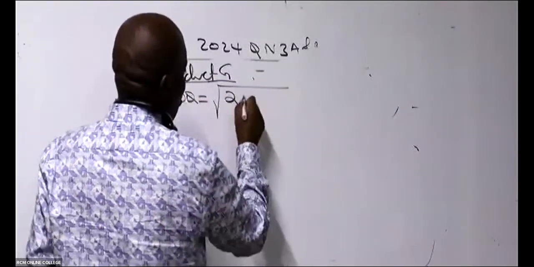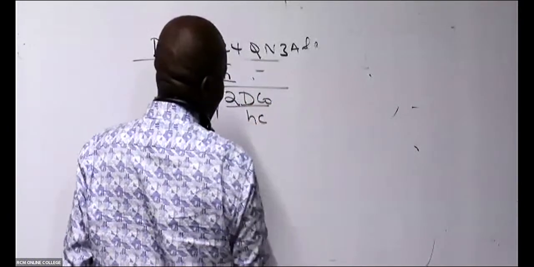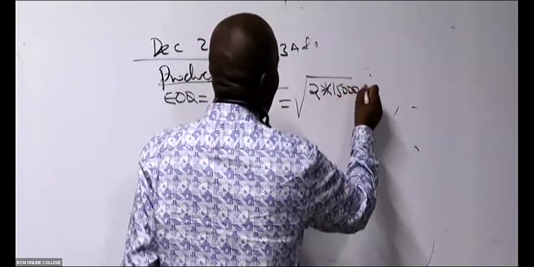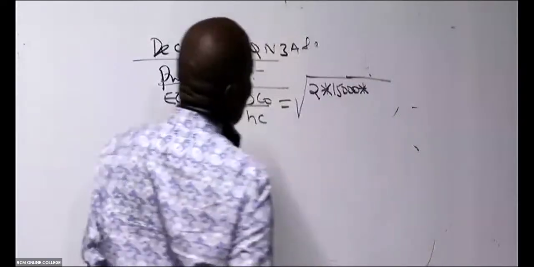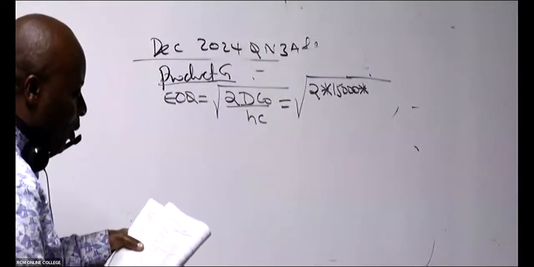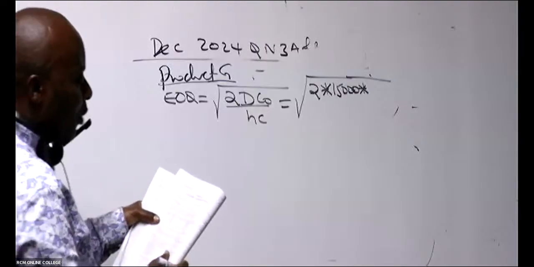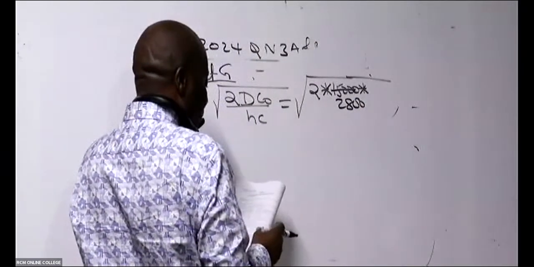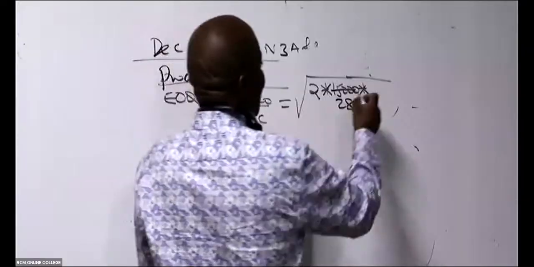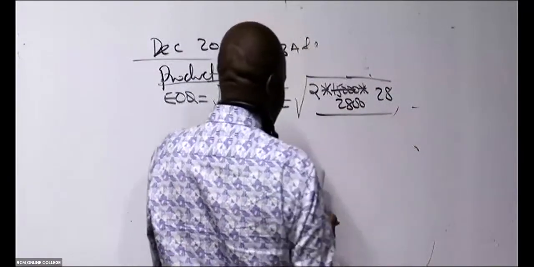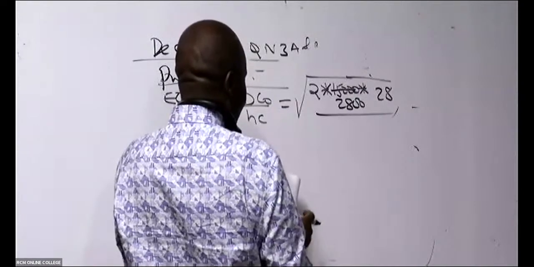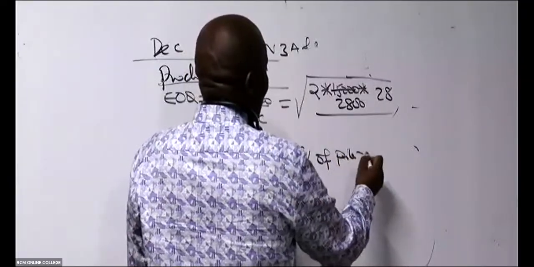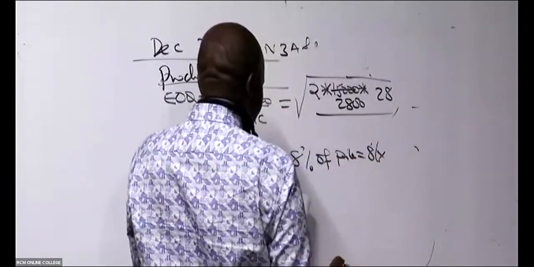How do we get EOQ? It is the square root of 2DCO all over HC. So it will be the square root of 2 times annual demand of 15,000 times cost per order. No, I'm wrong. The annual demand for G is 2,800. Times cost per order, which is 28. Everything to be divided by holding cost. Holding cost there, I can do it separately, is 8% of price, that is 25.